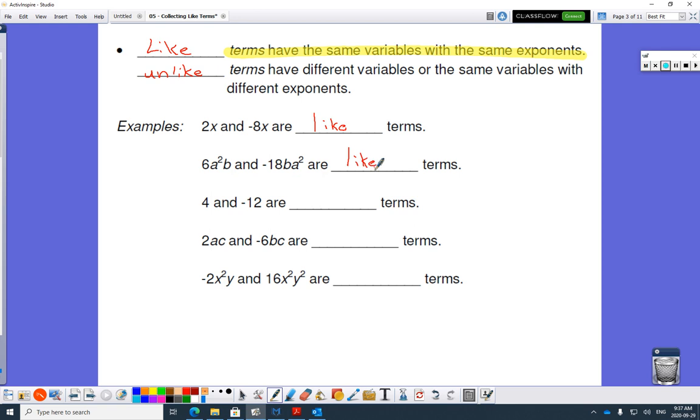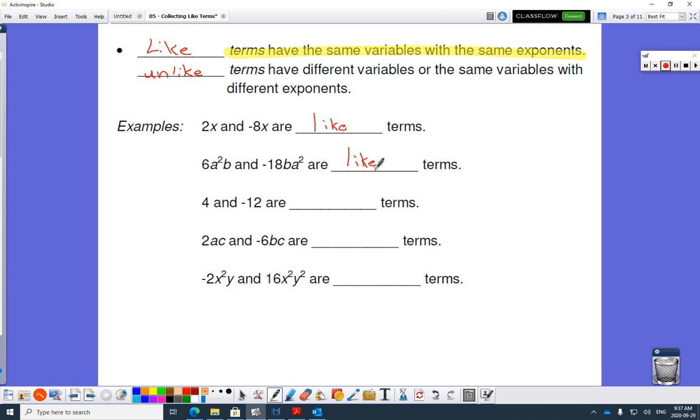This one tries to fool you, right? But if you look, this one has a with a 2. This one has a with a 2. The a's are the same. This one has b with no exponent. Well, exponent 1. This one has b with exponent 1. So they do have the same variables with the same exponent.